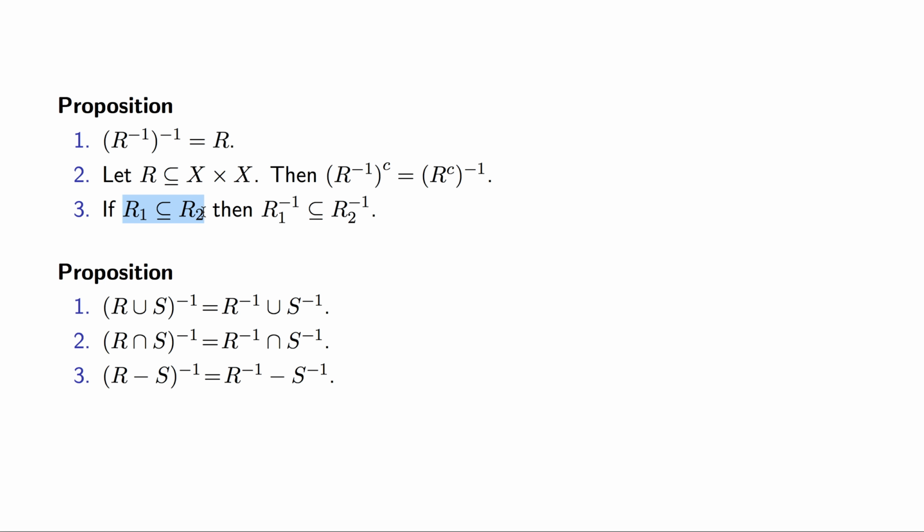If R1 is a subset of R2, then the same holds for inverse relations. The inverse of R1 is a subset of the inverse of R2. And in the next proposition, we look at the interaction of the inverse relation with union, intersection, and set difference. The inverse of the union of two relations is the union of the inverse relations. The same for the intersection, the same for the set difference.